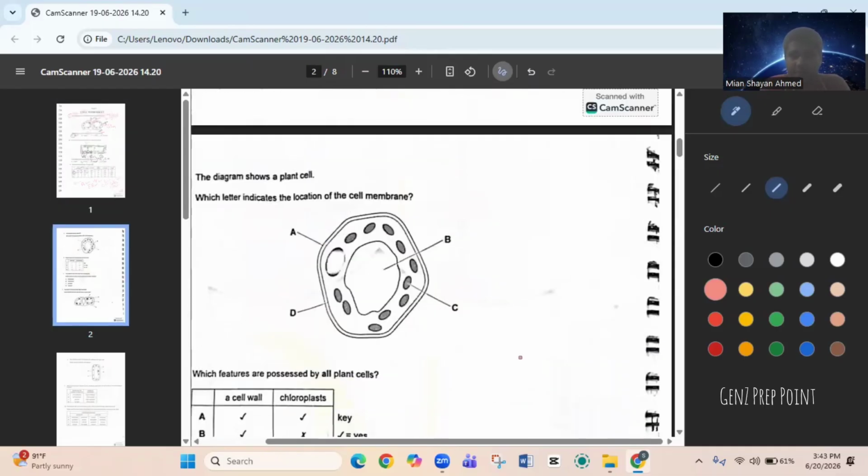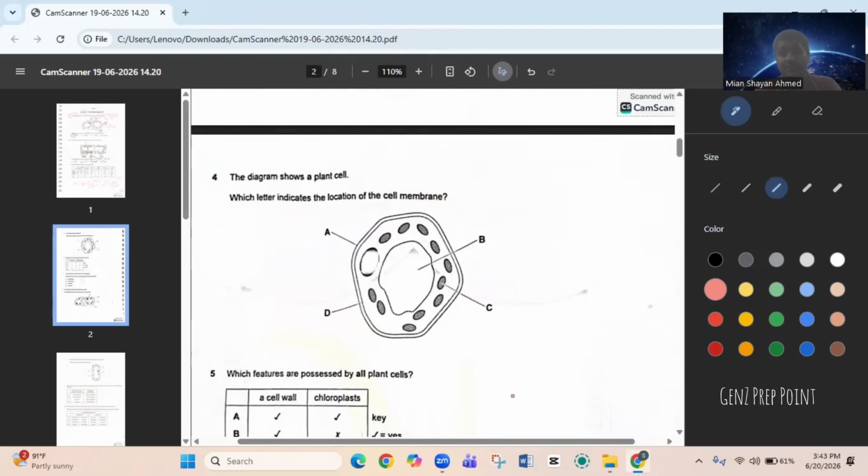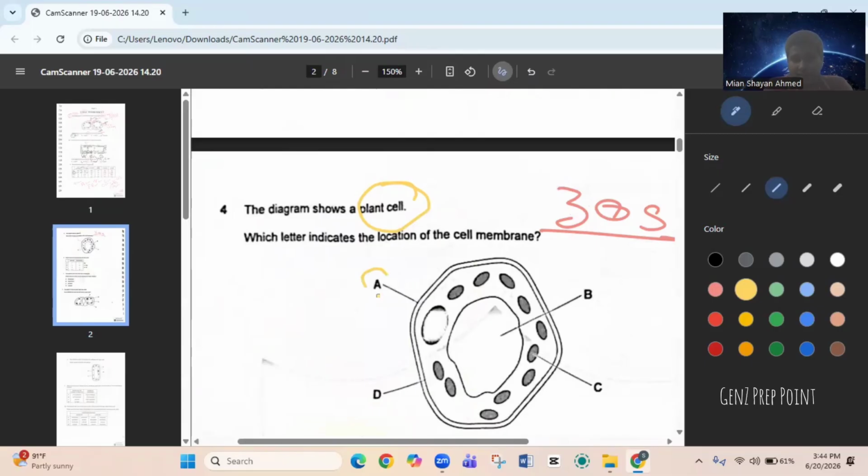If we move on further, we would have a similar question. It's a really easy one. Just give 30 seconds at least to this question. Otherwise, 20 seconds for an average student is good. The diagram shows a plant cell. It's a plant cell again. Which letter indicates the location of the cell membrane? If we zoom in on this picture, we can see this is the cell wall. A is the cell wall.